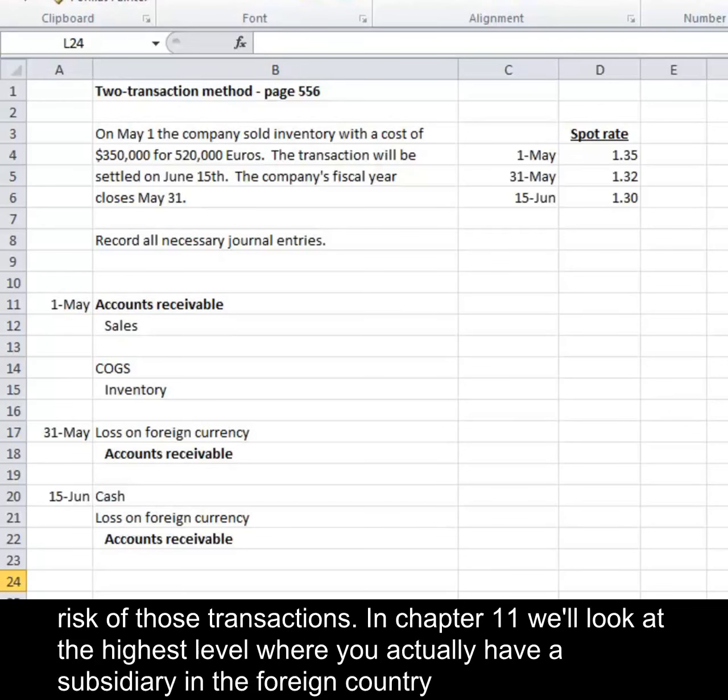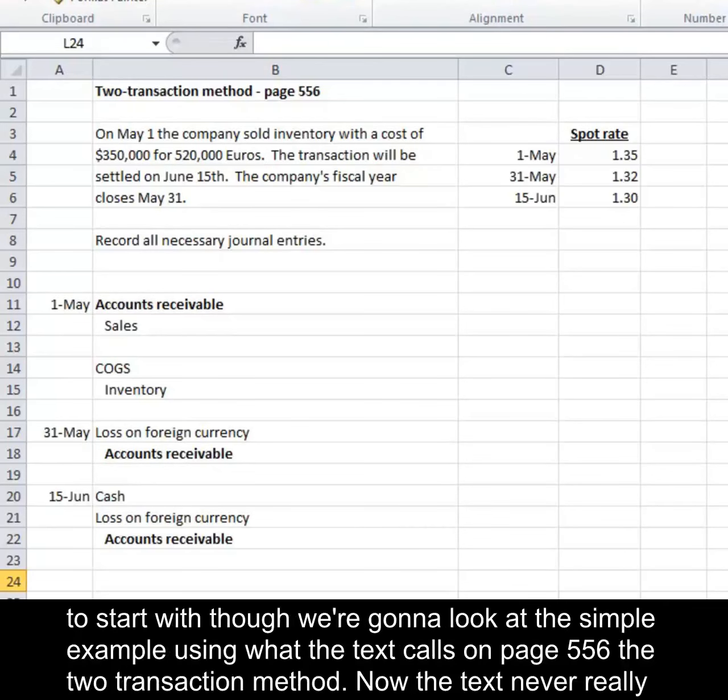if they're doing more transactions, they can actually hedge the risk of those transactions. In Chapter 11, we'll look at the highest level, where you actually have a subsidiary in the foreign country. To start with, though, we're going to look at the simple example using what the text calls, on page 556, the two-transaction method.